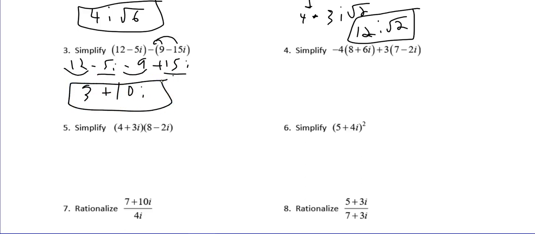Now here, we're going to distribute the -4 here, and the 3 here and here. Distribute to both. So that's going to give me -32 minus 24i plus 21. Sorry, just 21. My bad. Just 21. Got ahead of myself. Minus 6i.